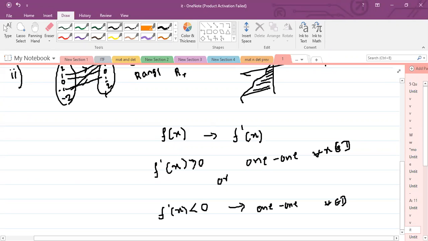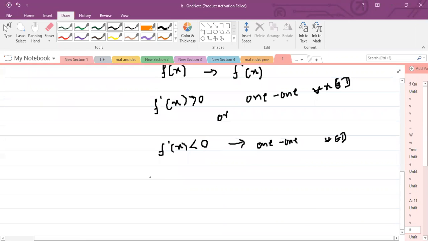If f dash of x is greater than 0 for some values and f dash of x is less than 0 for some values, then definitely it is not 1-1. Okay, here I will show how. So f dash of x greater than 0 means what? In the application of derivatives chapter, we have studied that if f dash of x is greater than 0, then the graph is strictly increasing.